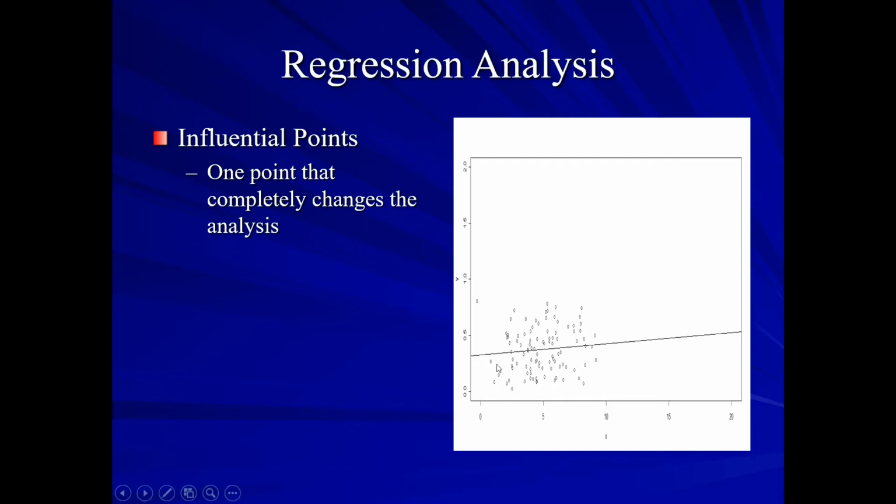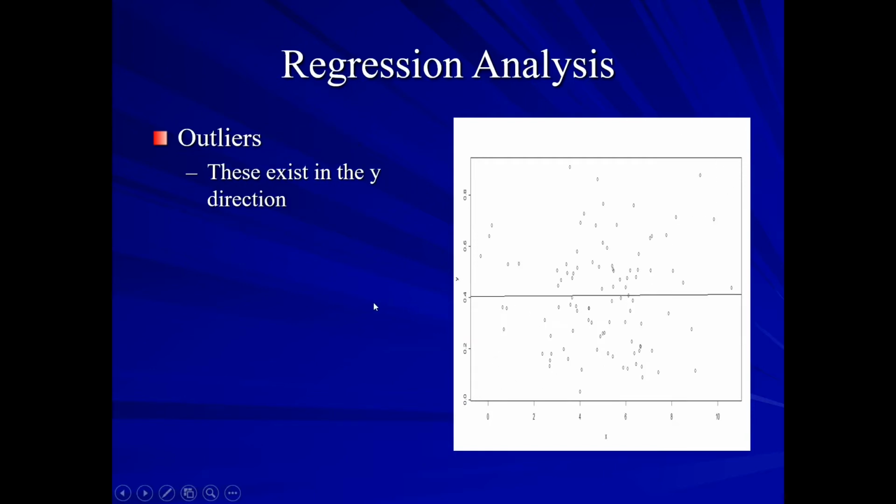Notice in this graph, our line comes through right here. However, by adding 1 point, our line changed completely. We can see that the slope is now changed. The residuals are much higher. Outliers, these exist in the vertical direction. Here we can see there are several large outliers.